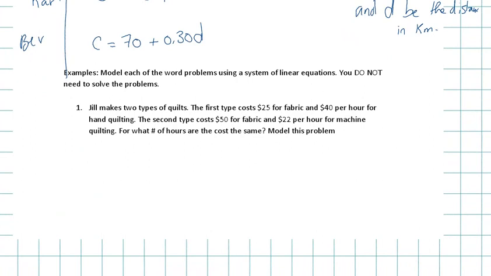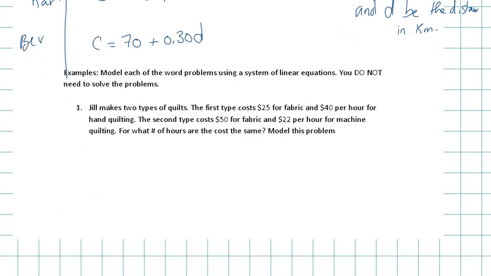So let's look at this. Jill makes two types of quilts. The first costs $25 for fabric and $40 per hour for hand quilting. The second type costs $50 for fabric and $22 per hour for machine quilting. You don't have to solve, but for what number of hours are the costs the same?